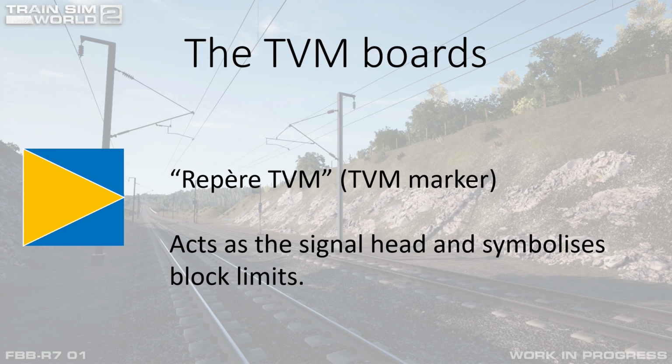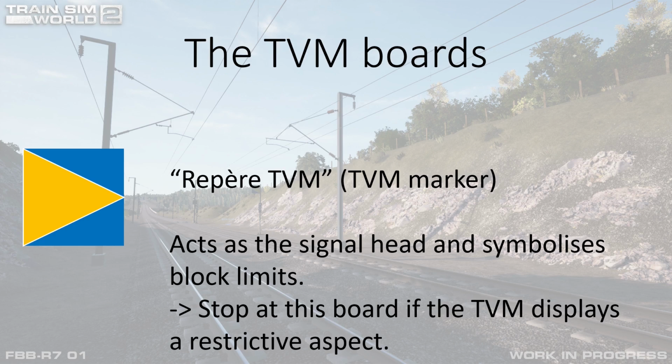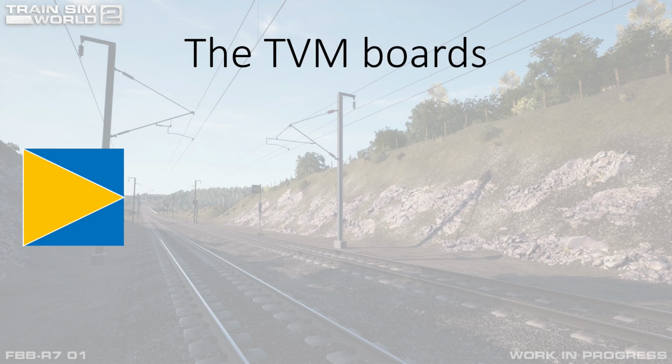It acts as a signal head and symbolizes the block limits, so it is the most important marker when driving under the TVM. As I'll later explain in detail, if you see this board and are running under a restrictive aspect on the TVM, you must stop in front of this board, as it is like a signal. So if you remember my signaling guide on part 1 of this series, you will remember that signals have a board under them. This is the same for the TVM.